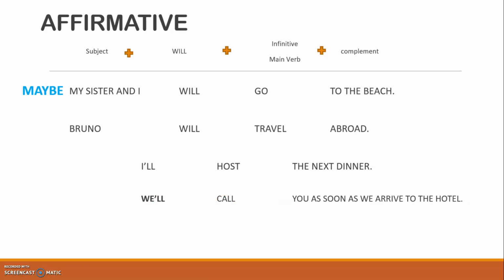In affirmative, we can also use some adverbs, for example, maybe, probably, and I think. These are going to establish that we are not sure about our plans.